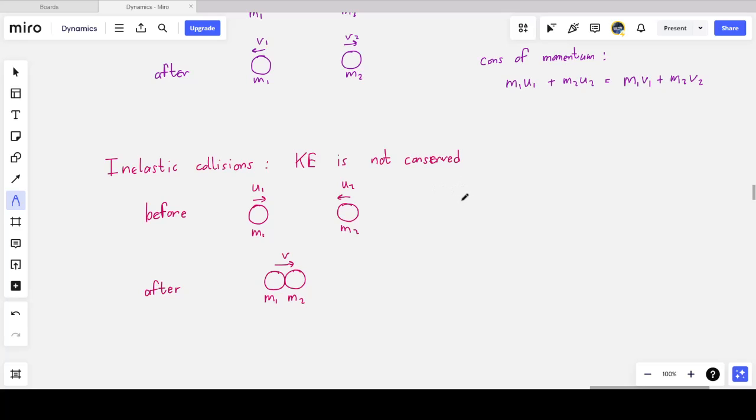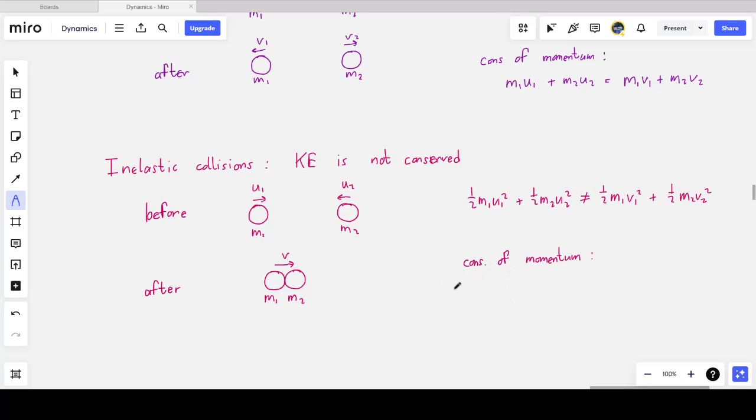Now kinetic energy is not conserved. So a half m1 u1 squared plus a half m2 u2 squared is not equal to a half m1 v1 squared plus a half m2 v2 squared. So I'm immediately removing that equation from the scenario. But what can still be applied is the conservation of momentum. So when you're solving these problems, always start with the conservation of momentum. And if the collision is elastic, you can then also use conservation of kinetic energy. If it's not elastic, you'd have to find another way.